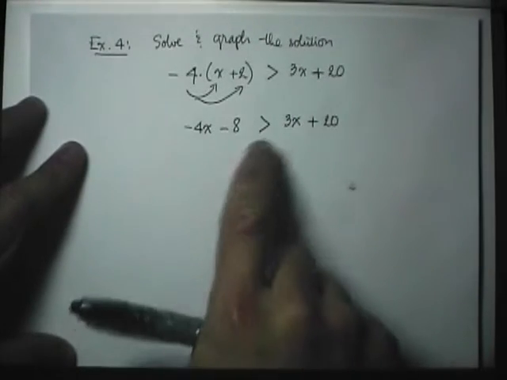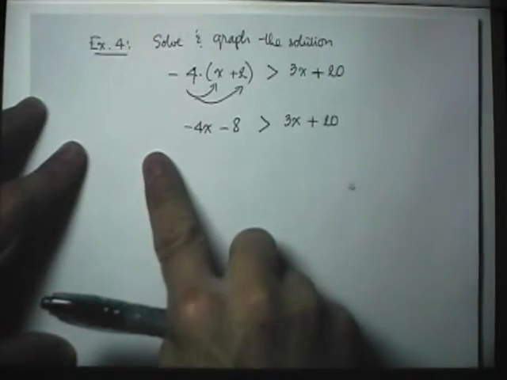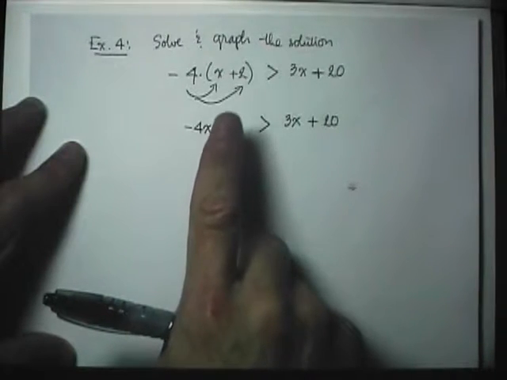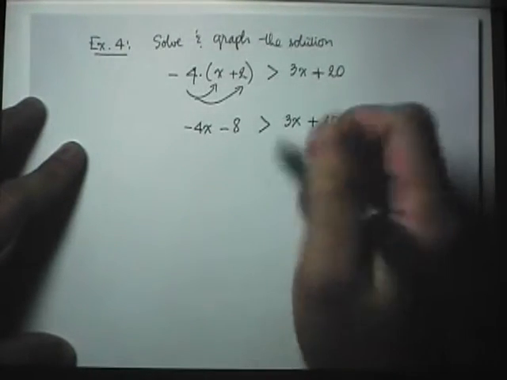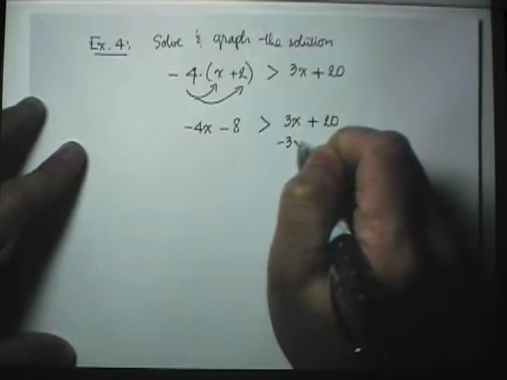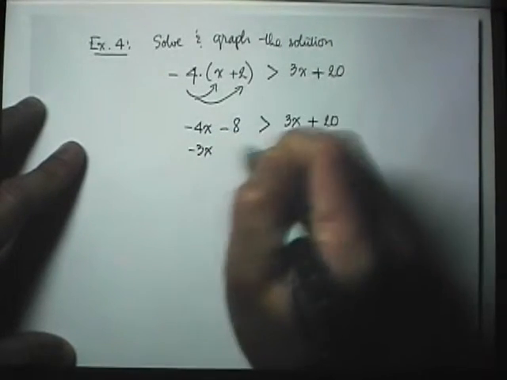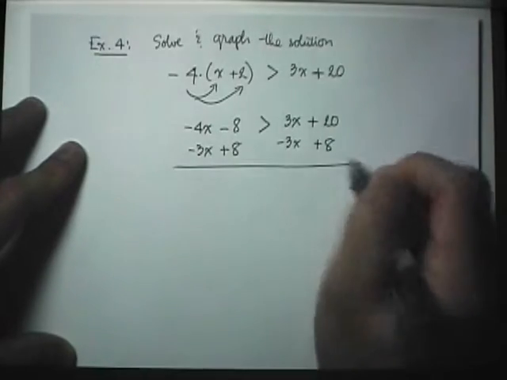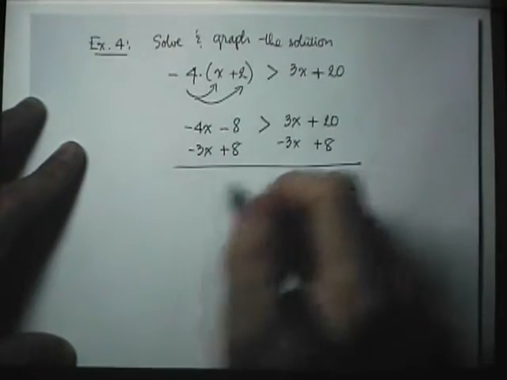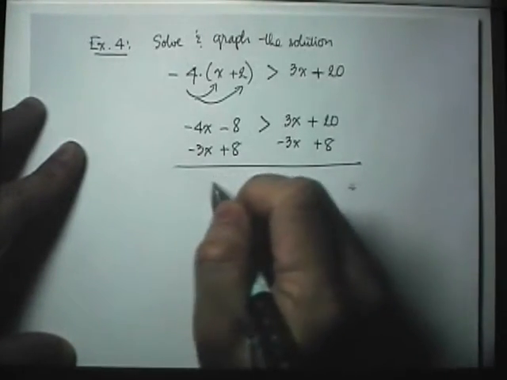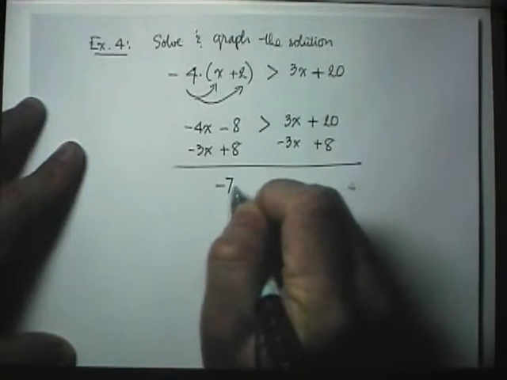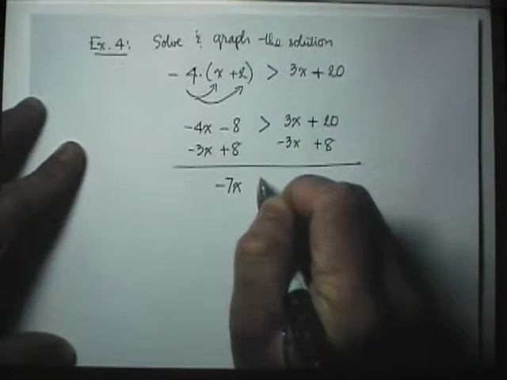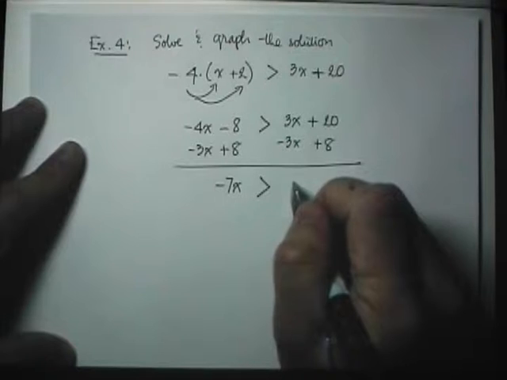And here, once again, I would like to keep all my x terms on the left-hand side and keep all my non-x terms on the right-hand side. So here I need to subtract 3x from both sides, and then I need to add 8 to both sides. And then what happens here is on the left-hand side, I'm going to have negative 7x. The inequality is still greater than 28.